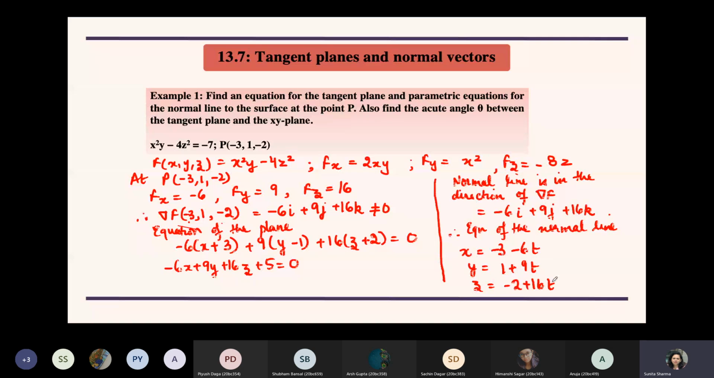Yes, ma'am. Priti, is it okay how to write the equation? Yes, ma'am. Okay.